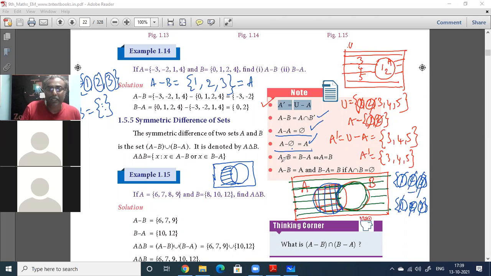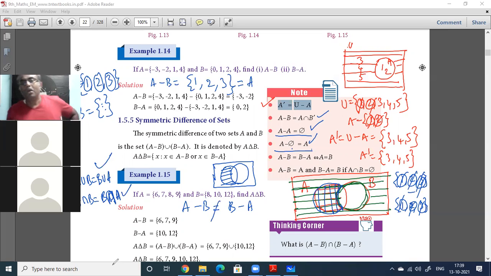Then A minus B is equal to B minus A only if A is equal to B. Otherwise, this is not commutative. See, A union B is equal to B union A. This is commutative. Same way, A intersection B is equal to B intersection A. This is also commutative. Both are commutative. But A minus B is equal to B minus A, no, this is not true. Only in one case it will be true. Which case? Only when A is equal to B, A minus B is equal to B minus A. In which case, anyway, it will be a null set.